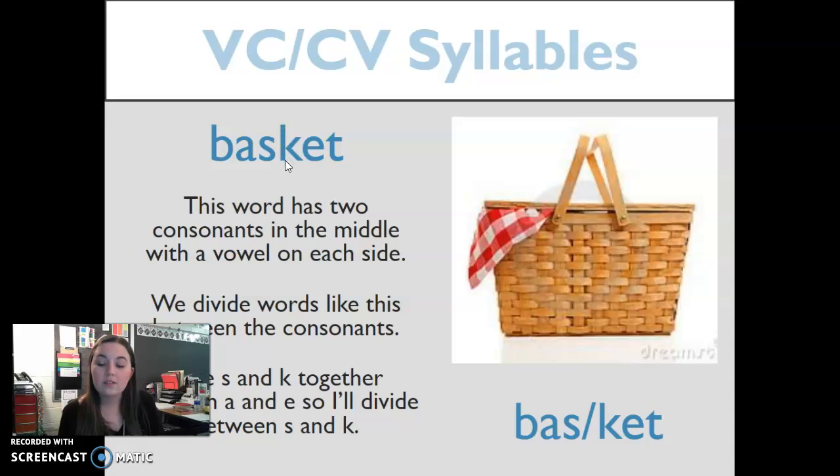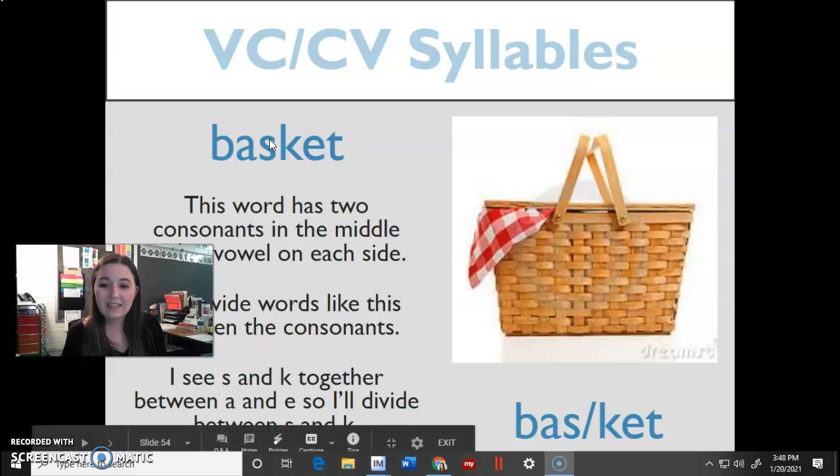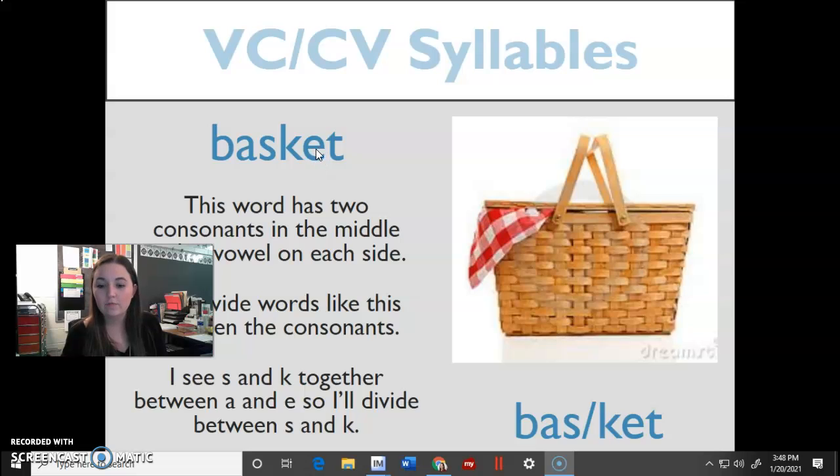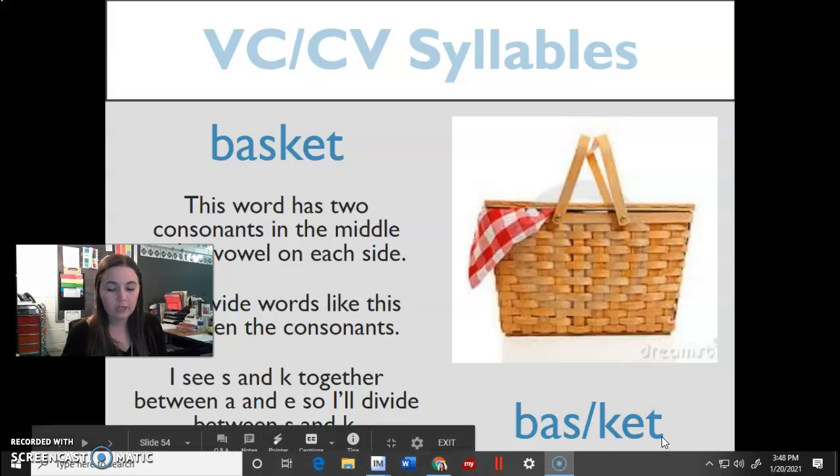When we divide words like this, we divide them in between those 2 consonants. So it's called vowel, consonant, consonant, vowel. And we can cut that word into 2 pieces, just like a ninja. Chop it in half. Okay? I see the S and the K together, and there's an A before and an E after. Remember, it's got to follow our pattern, vowel, consonant, consonant, vowel. So I can cut them in half, just like over here. I have b-as, bas, k-et, ket, basket, basket.